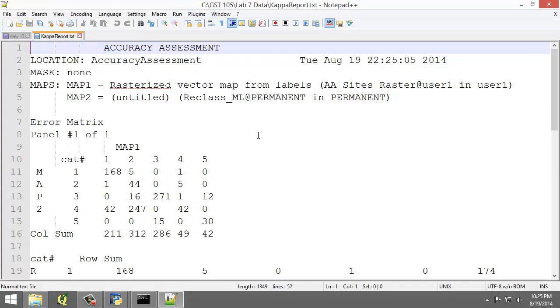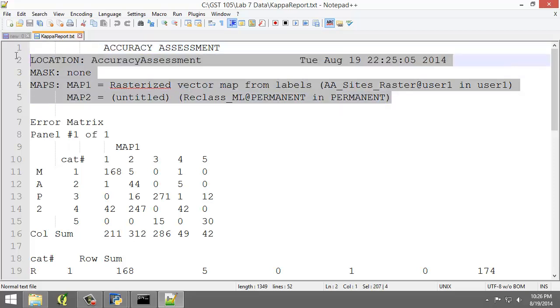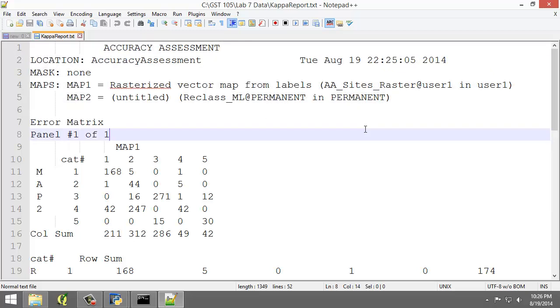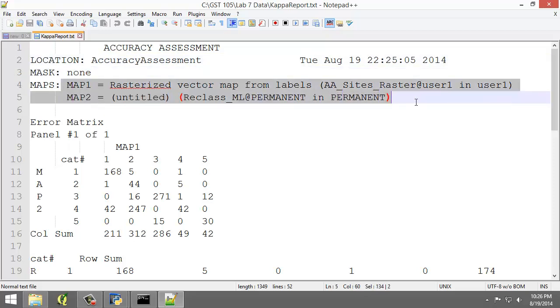So let's talk about this Kappa report. The first section, which is the 5 lines in our case here, display the header information identifying the title, the location, the date, any mask that we had applied, and input maps for the Kappa analysis.